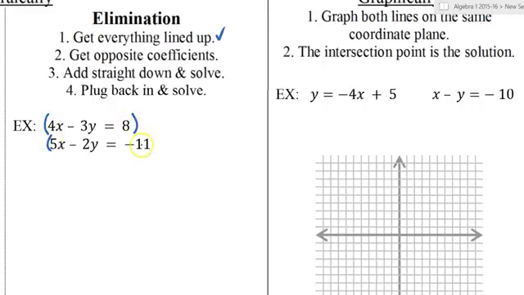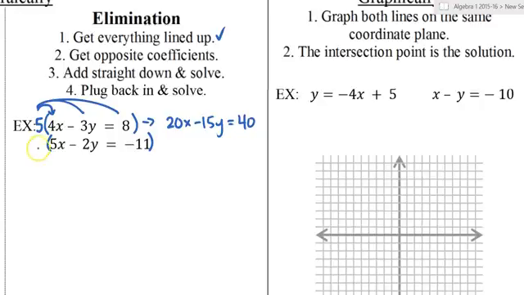And actually, just for it to be a little bit more visually appealing, I'm going to go ahead and work with the 4 and the 5 this time. I changed my mind. So, I'm going to multiply the top one by 5. That's going to give me 20x minus 15y equals 40. Notice I multiplied all three pieces by 5.